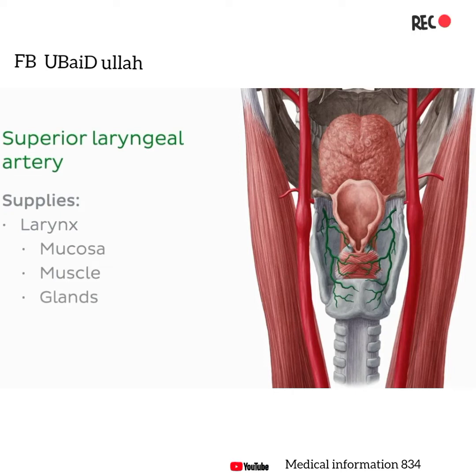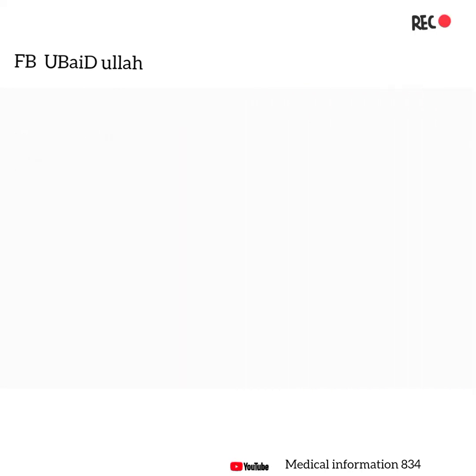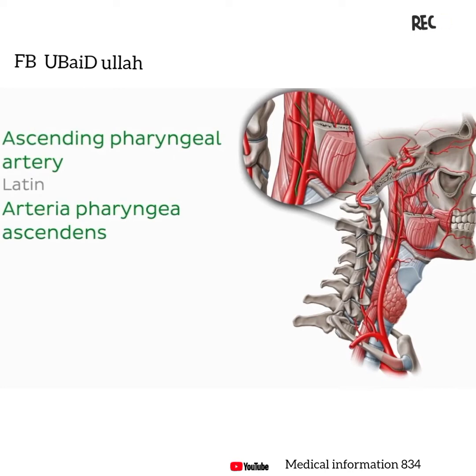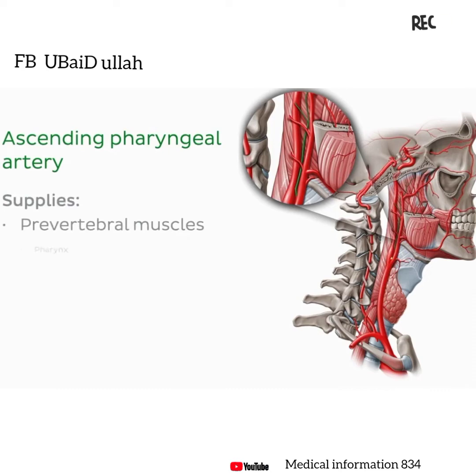Like many vessels of the neck, the superior laryngeal artery forms an anastomosis with its counterpart on the opposite side of the body. The next branch we will look at is the ascending pharyngeal artery, which is the smallest branch of the external carotid artery. It ascends superiorly along the pharynx, giving off branches along its course that go on to supply the prevertebral muscles, the pharynx, the middle ear, and the cranial meninges.